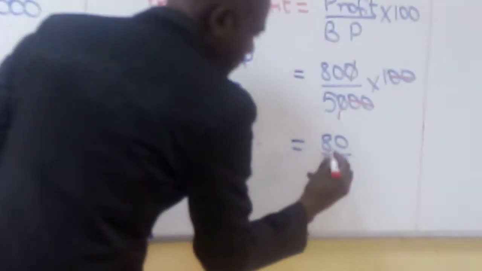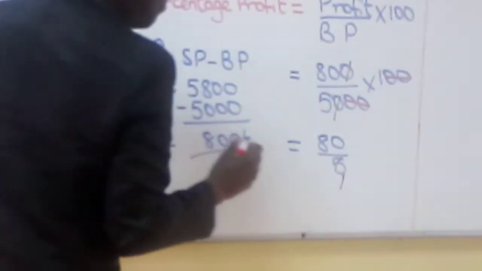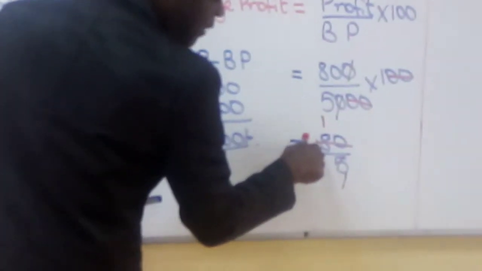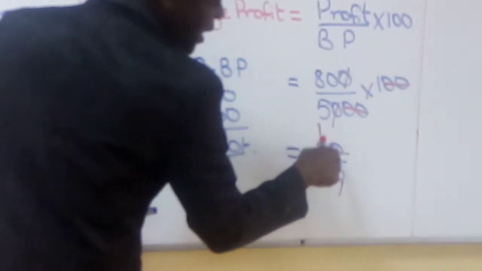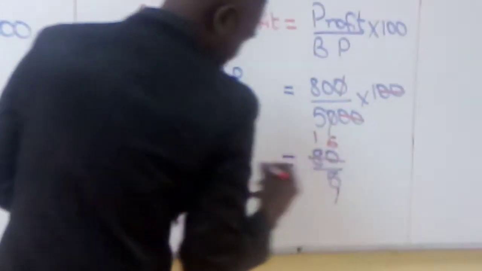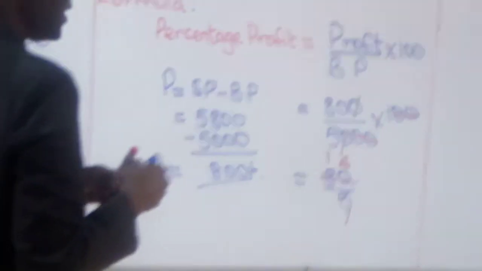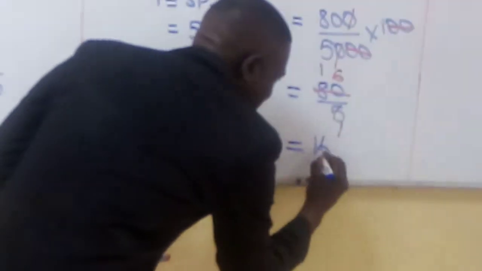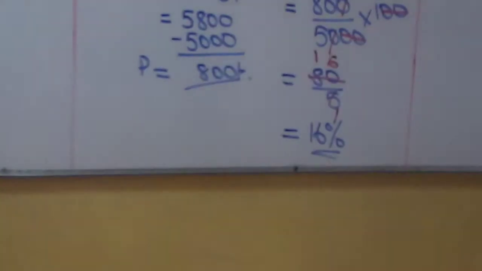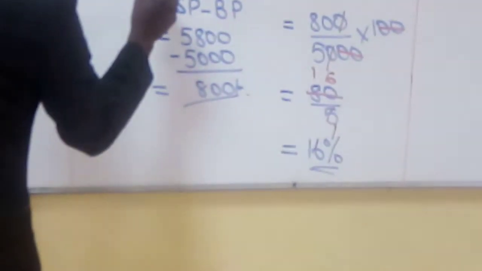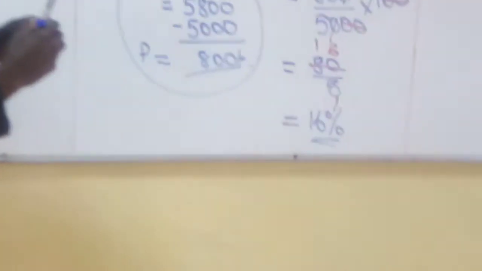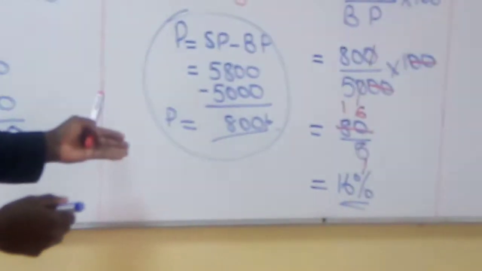And so by 5, 1. Because of 5, remainder 3 into 30, that is 6. And so the answer is 16. Percentage profit here is going to be 16%. I hope you have understood. Remember, we needed to find the profit first before we find percentage profit. It is a requirement.